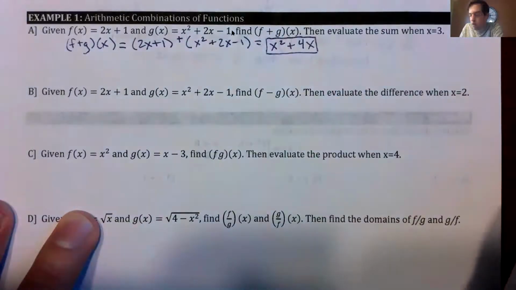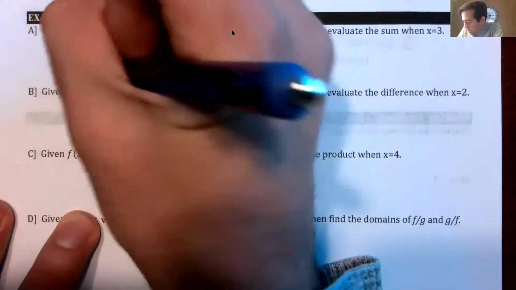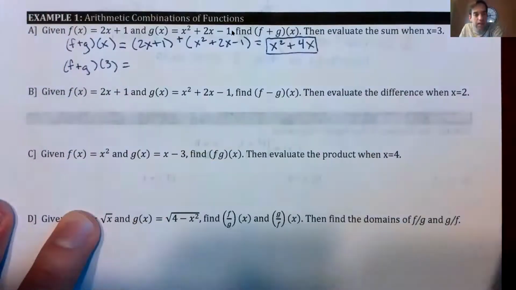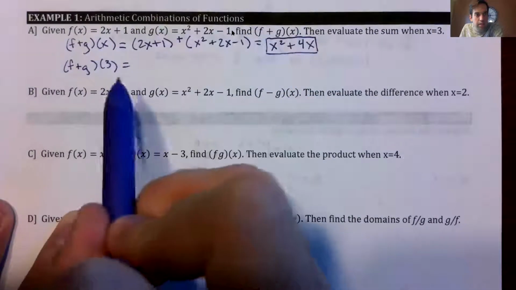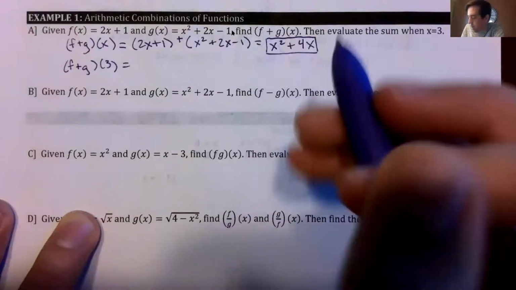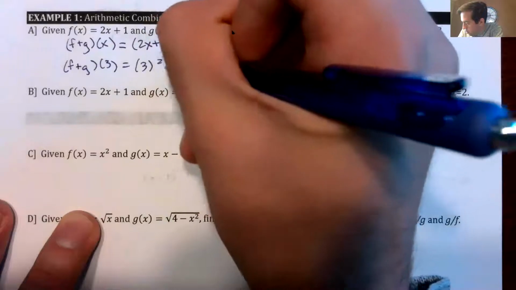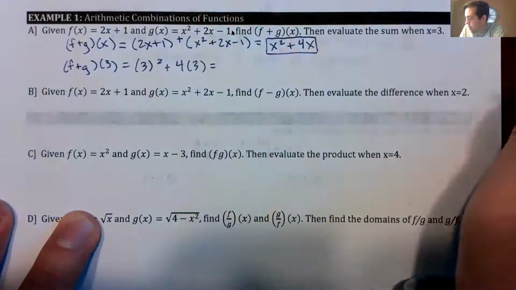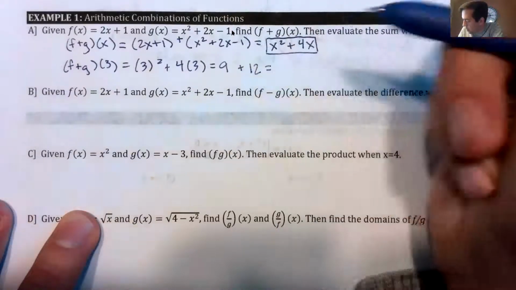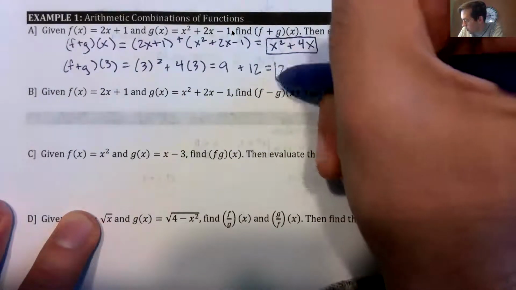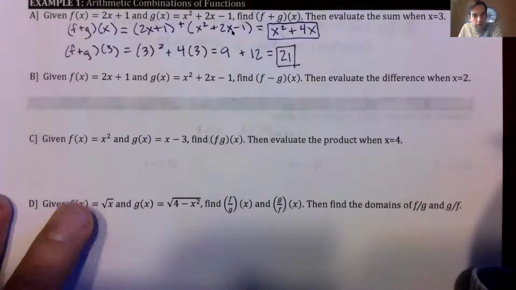And then it says evaluate the sum when x equals 3. If we wanted to write that in the proper notation, it would be f plus g of 3, like that. But we don't have to start over because we already have the simplified version of this expression. So now we're just going to plug in 3 for x. So we'll have 3 squared plus 4 times 3. And so we have 9 plus 12. And that'll be 21. All right, so that's it. We're just going to do that over and over each time.